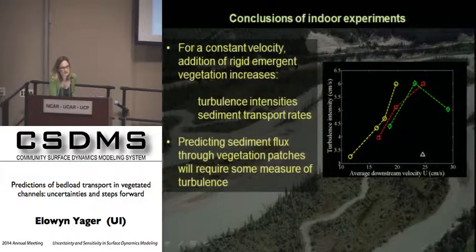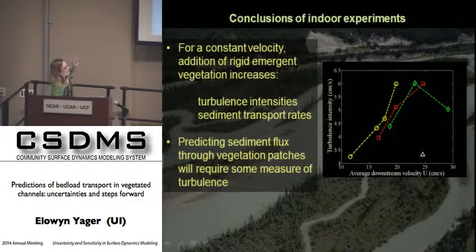Now, of course, in nature, the mean flow velocity isn't going to necessarily be constant when you add vegetation. So we've also done these experiments holding the mean shear stress constant, and we see that the addition of vegetation doesn't really impact sediment transport rates very much at all. So the question is, what parameter do you think is going to change? What is the actual flow within vegetation that's going to impact your turbulence and your bed load transport rates?